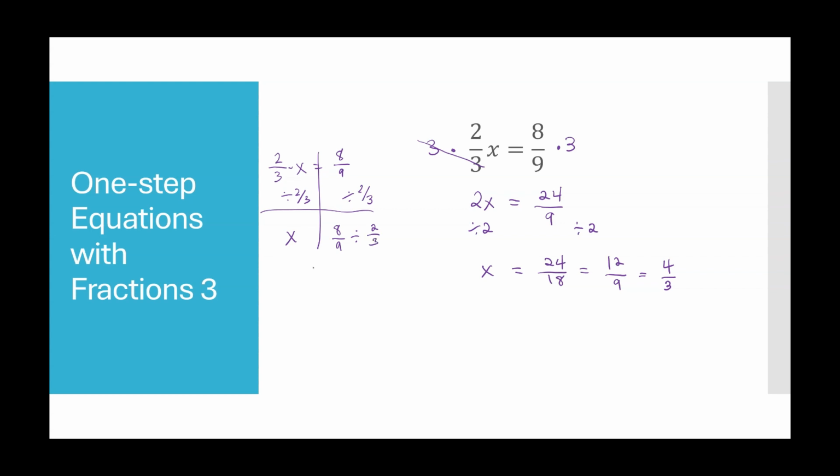So I have 8/9 divided by 2/3. I'm going to need to remember that dividing is the same as multiplying by the reciprocal, my inverse operation. Then I just multiply right across, 24 and 18. I'm going to simplify it a different way this time, just for fun. Divide by 3. And, oh my gosh, it's 4/3 again.